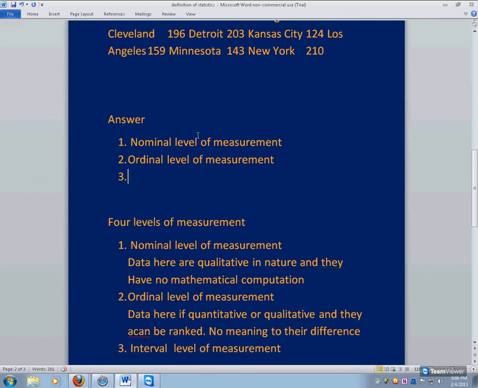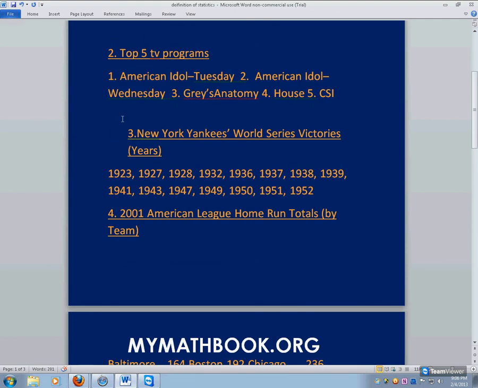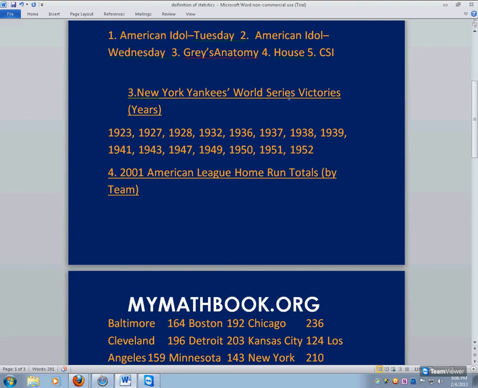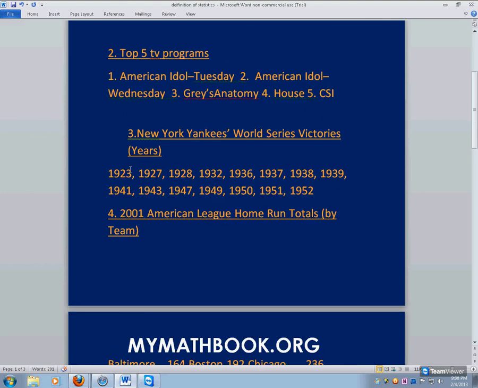The third one, New York Yankees World Series victories. These are the New York Yankees World Series victories, and we're able to tell in years, 1923, 1927. These are the years that they were victorious. What level of measurement is it? Now, the level of measurement here only has quantitative data. There's no qualitative data to it. But you could do some computation with this. You could subtract the years that they succeeded and the years that they failed. So you're just manipulating mathematical data.